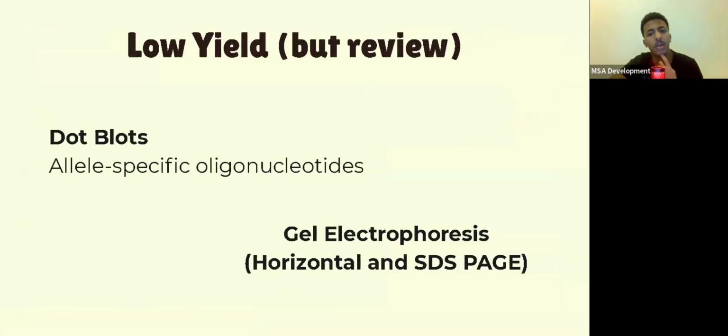Now, this is low yield, but I would still recommend that you review it. Dot blots, they use allele-specific oligonucleotides. And gel electrophoresis, you got questioned on this so much in the midterm. I don't think you're going to get questioned in the final. But even then, if you have time, go and review it.